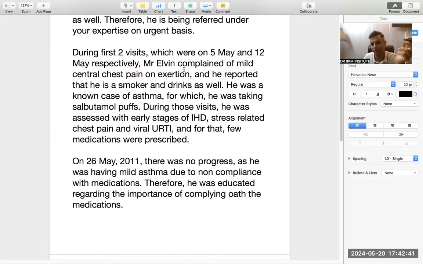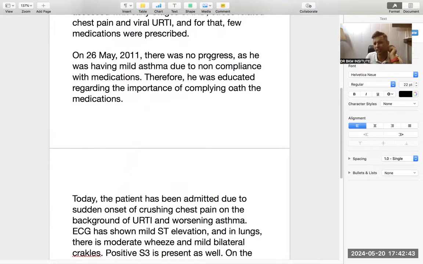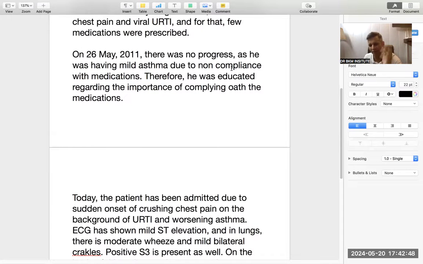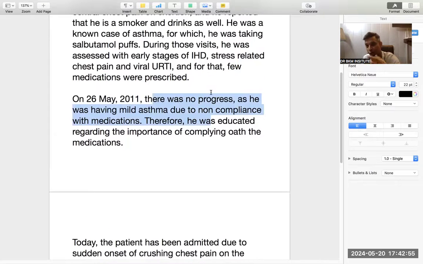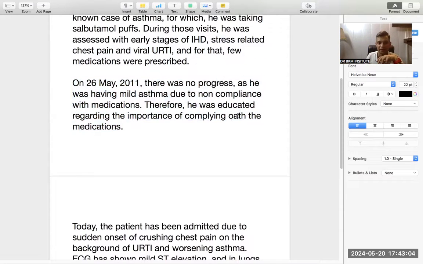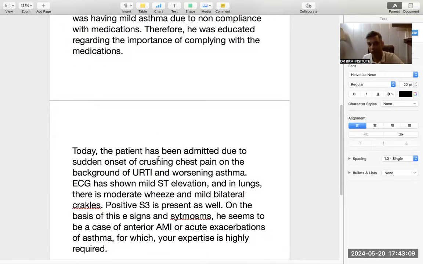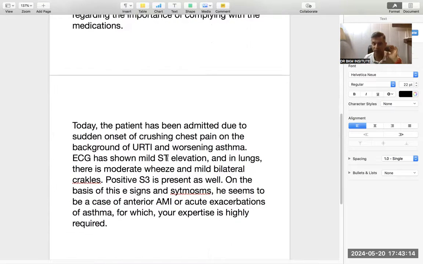Mr. Elvin complained of this thing and this thing. And then on 26th May, there was no progress. He was having mild asthma due to non-compliance with the medications, because we prescribed some medications, but there was no compliance. That is how the story is cooked. So he was educated regarding complying with the medications. Today, the patient has been admitted due to sudden onset of crushing chest pain. So today the problem is that he got this sudden onset pain.